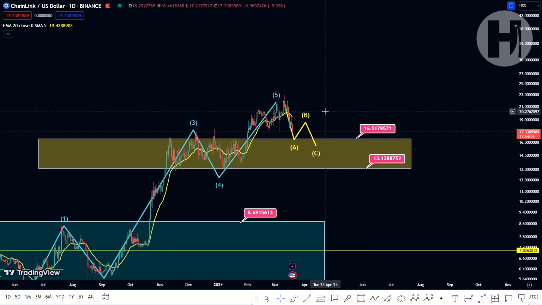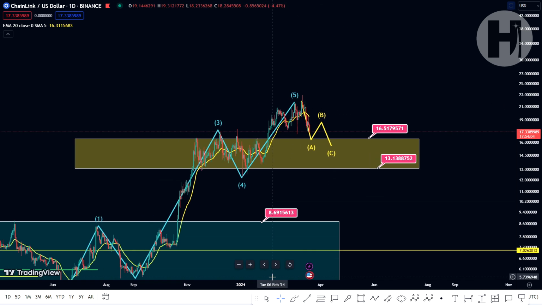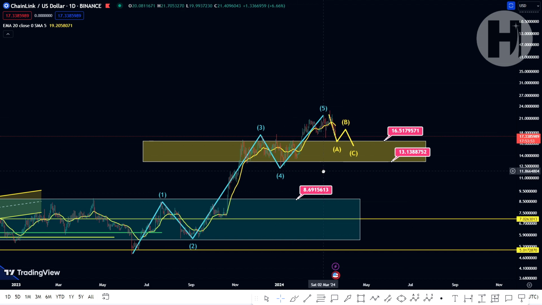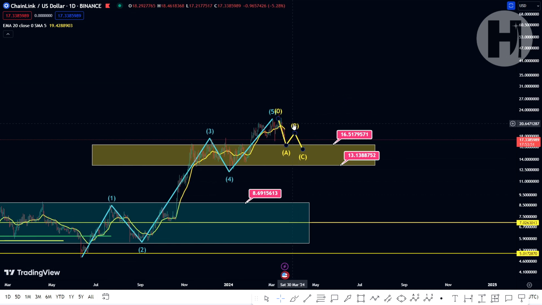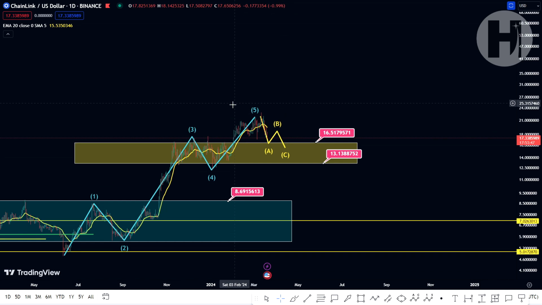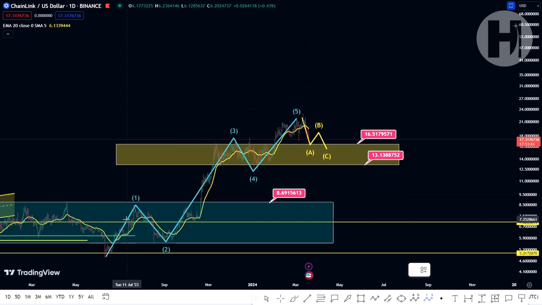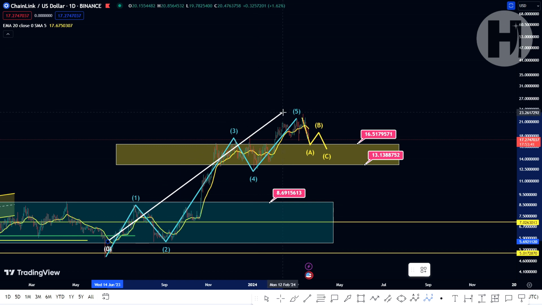So taking a look at the daily chart, if you haven't seen the previous update, you want to watch that before watching this one so that you have more context, because we're going to be talking about some things that are already mentioned in those previous updates. So feel free to take a look at that. But essentially what we saw here is a wave 5 structure, and we printed the local top. And in my opinion, this could have been a massive wave 1 for Chainlink.